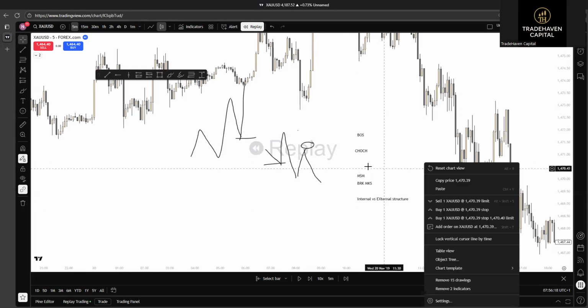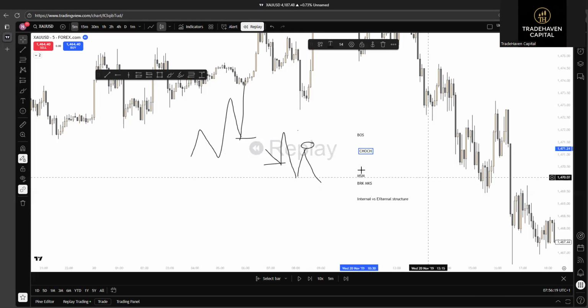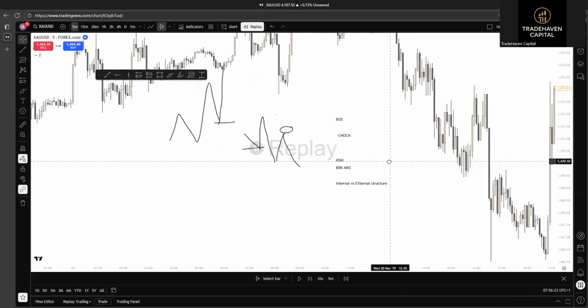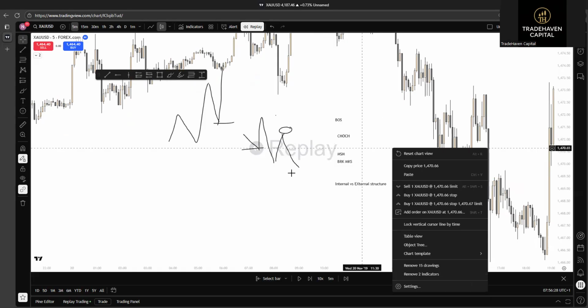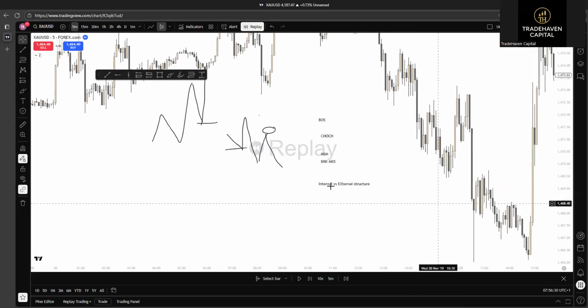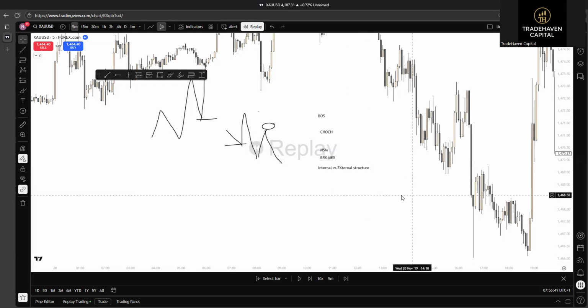UOS for break of structures, CHoCH for change of character. Then you have MSM and the rest, right? So ICT traders are familiar with MSM and whatnot. All right.